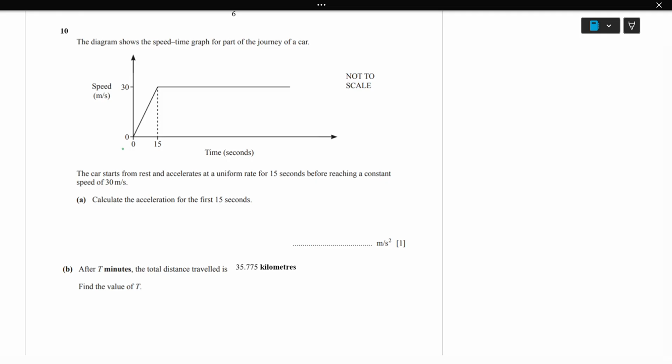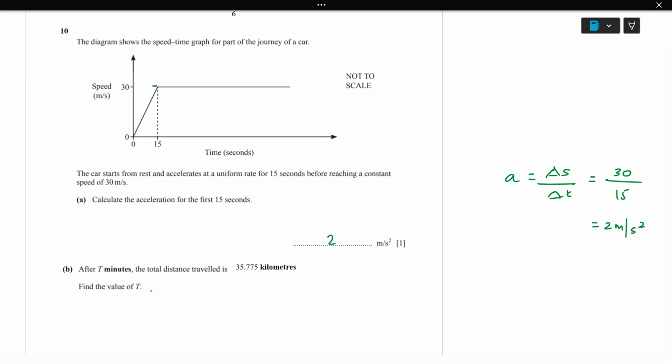So acceleration is the change of speed over the change of time, which is going to be the change of speed, 30, over the time, 15 seconds. So it is going to be 2 meters per second squared. So the answer is 2 here.